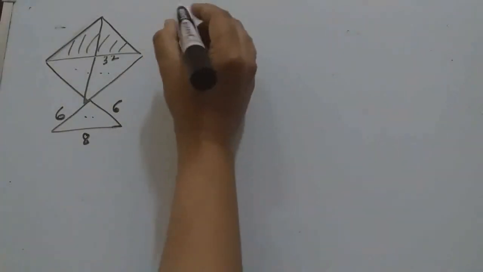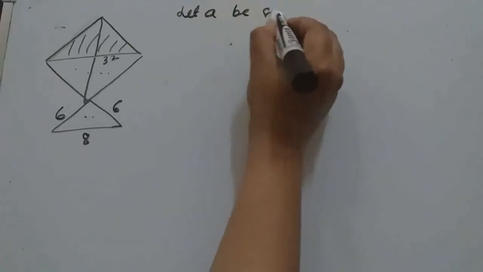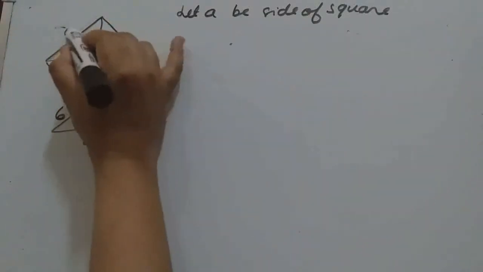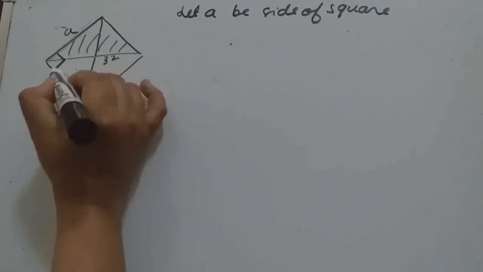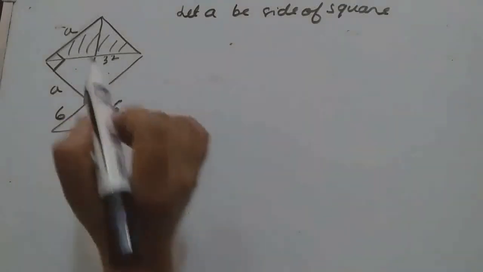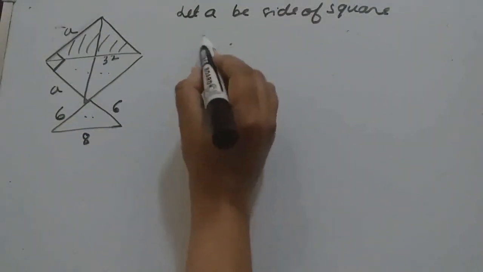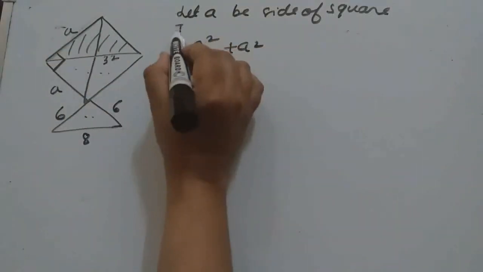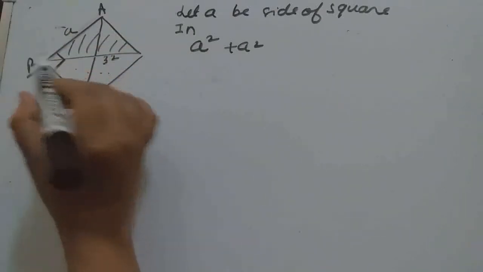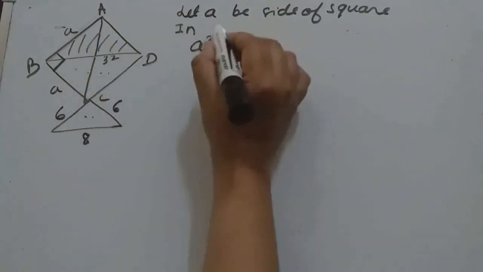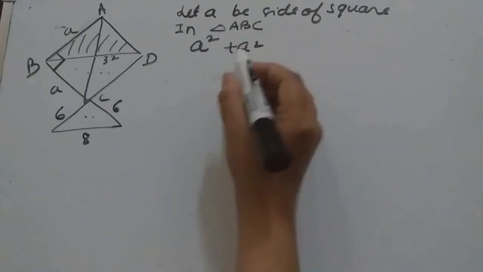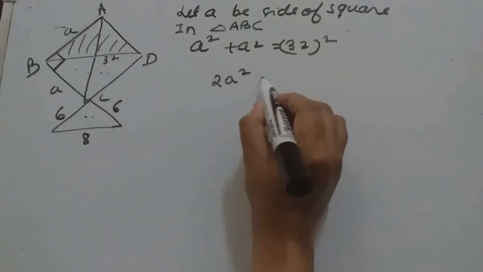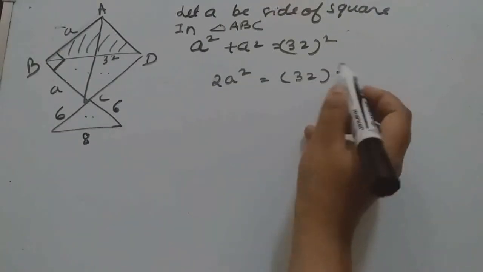So now what we will do, let A be the side of a square. That means this is A, this is A. If it is a square, this angle will be a right angle. So by Pythagoras theorem, what can we write here? A square plus A square. So we can name this ABCD. In triangle ABC, A square plus A square is 32 square. So 2A square we got as 32 square.